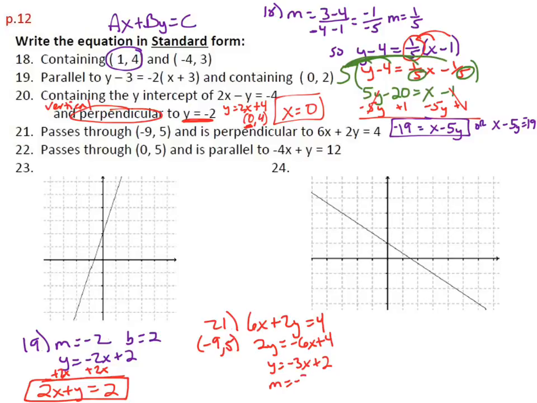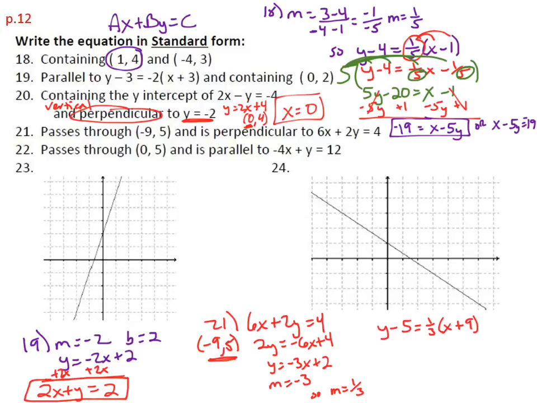So our slope here is -3. We want the opposite reciprocal of that, so that means that we want the slope to be 1/3. So our slope will be 1/3, and then we want to pass through that (-9, 5). So I'm going to put this in point-slope form and then change it over to standard form. So we have y minus our y1 value of 5 equals our slope of 1/3 times x minus our x1 value of -9, so x + 9.